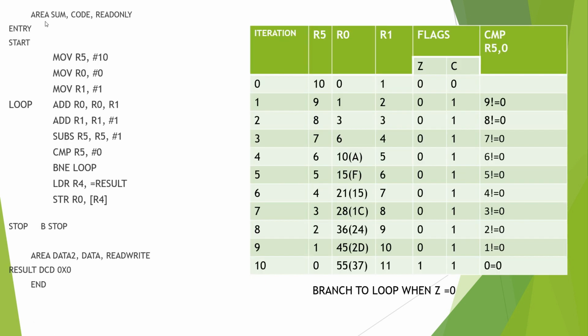Let's start tracing the program now. The program is divided into two regions, a code block as well as a data block. The code block is read only by default. That means it contains the machine instructions and it is the place where you can only read. A data region, which is labeled as data 2 in this program, is read write by default. That means at the time of execution you can read as well as write in this area.